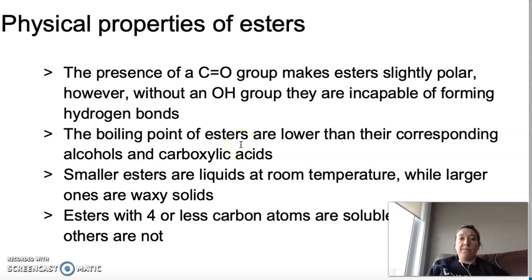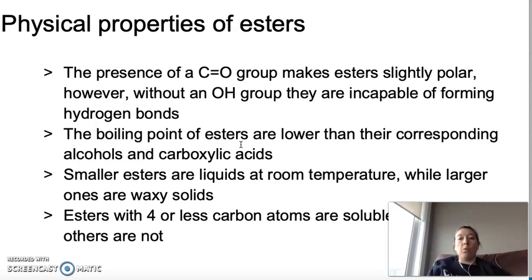So some properties of esters, right? These are somewhat similar to the alcohols and the carboxylic acids that we've been dealing with. The difference, though, is these don't have an OH, right? They have a C double bond O and then a C to an O to another C, but there's no OH. So what that means is they have an LDF, because all of these molecules have LDF, and they have a dipole-dipole because they have oxygen and they're polar. But they do not have a hydrogen bond, okay?